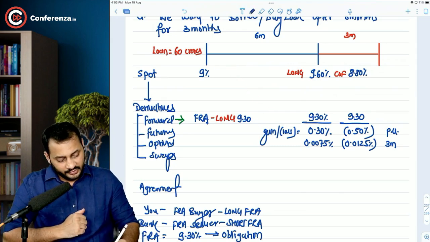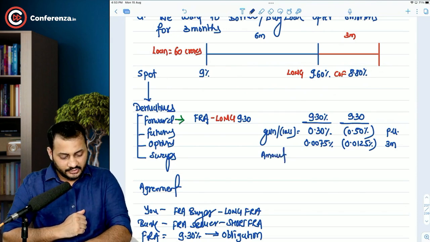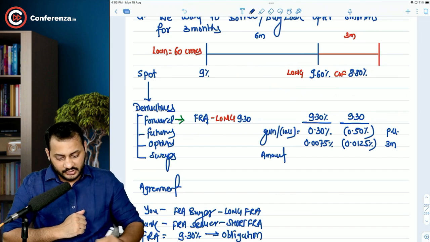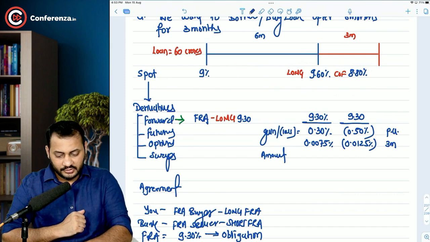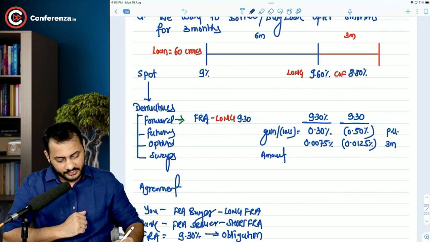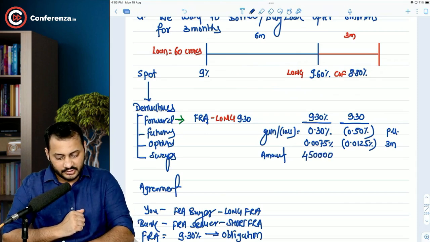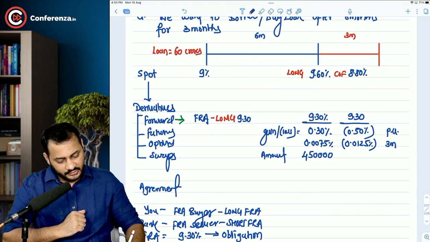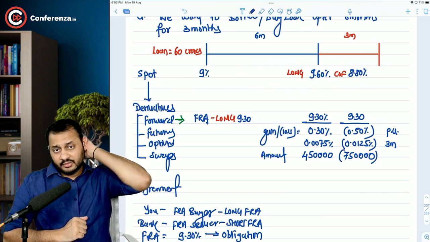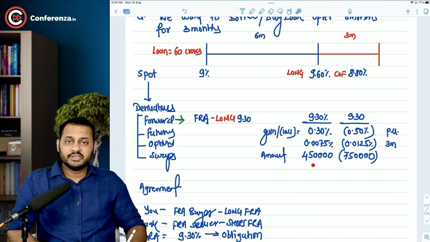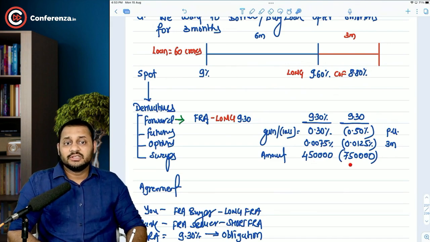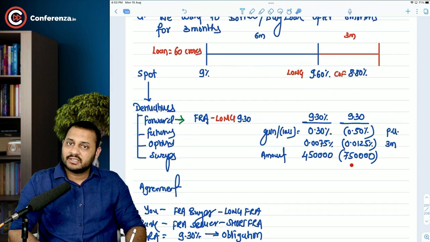Let's calculate in terms of amount. 60 crore into 0.0075%, that's 4,50,000 rupees, and 60 crore into 0.0125%, that's 7,50,000 rupees. In terms of rupees, this much is what the bank will pay you, and this much is what you will pay to the bank. Do you understand this?